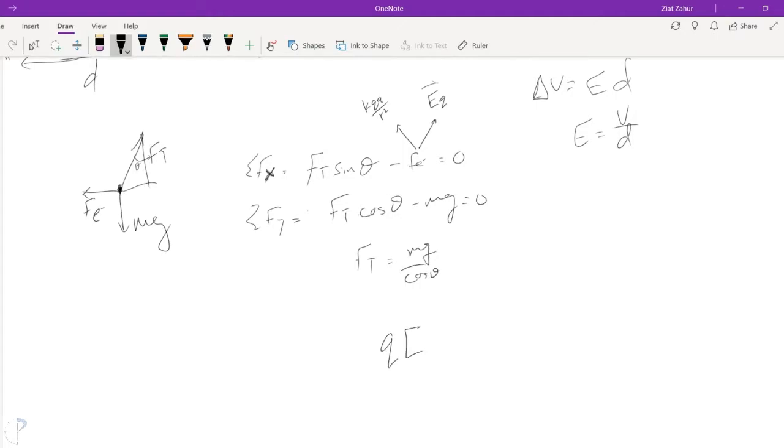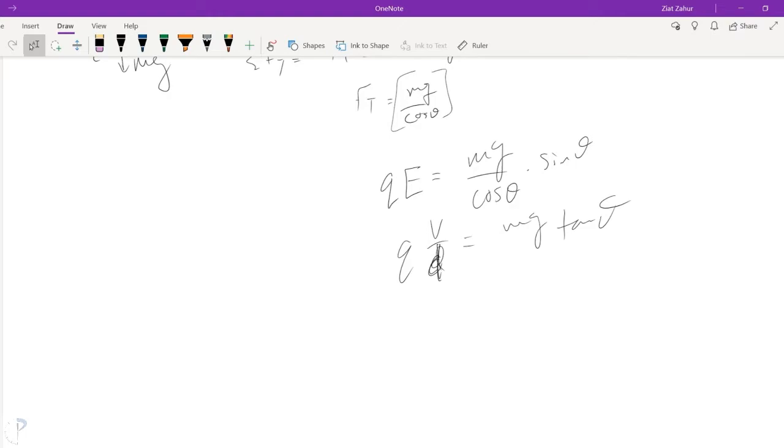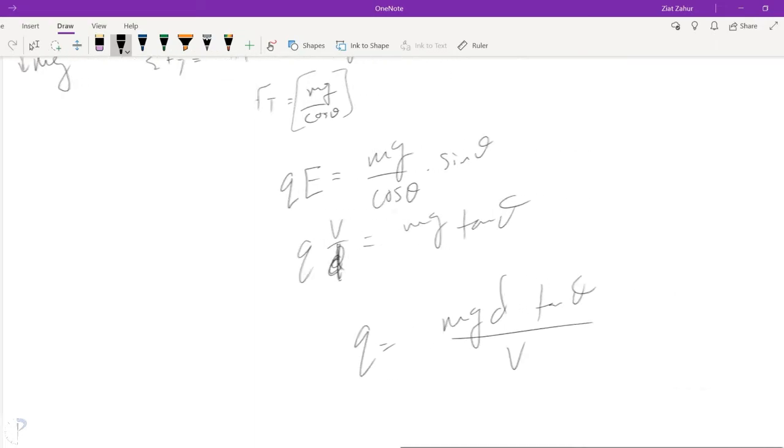Q times E is equal to mg over cosine theta times sine theta. I've plugged in mg over cosine theta for tension and solved. And then E is actually V over D, which is equal to mg. Now sine over cosine is tangent, so tangent theta. And voila, we have it. Q is equal to mgd tangent theta over voltage.